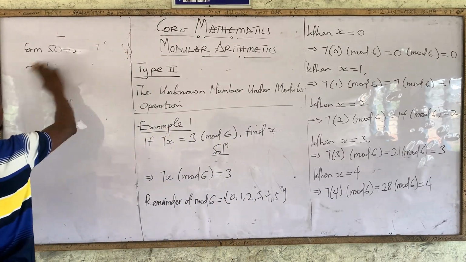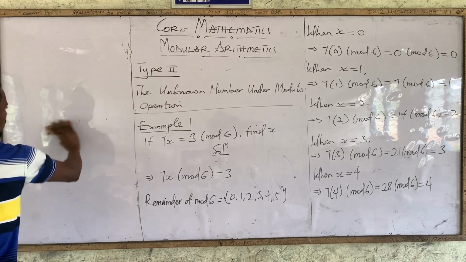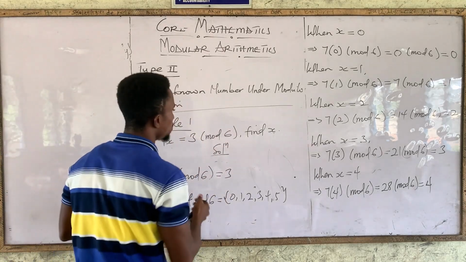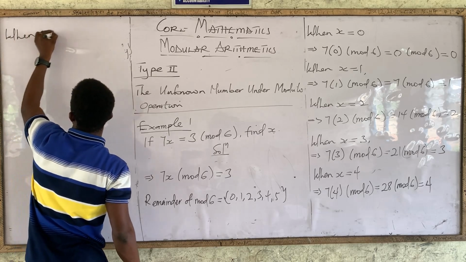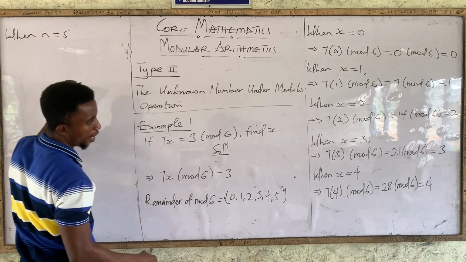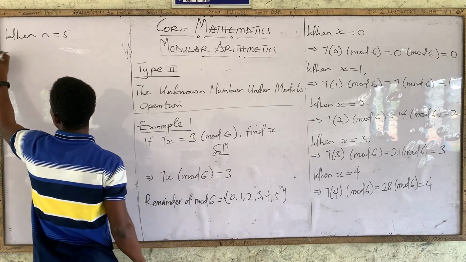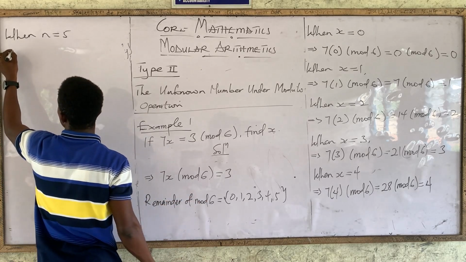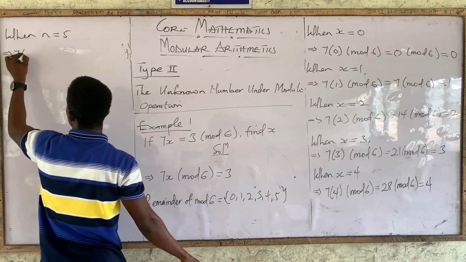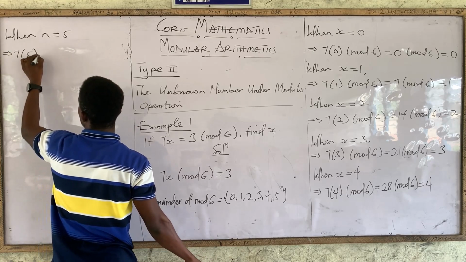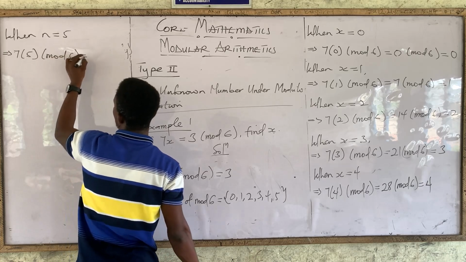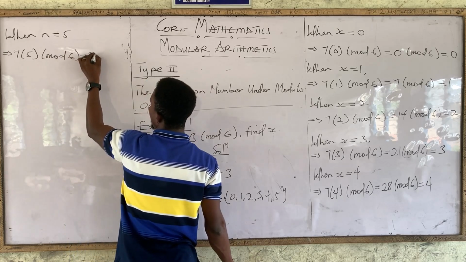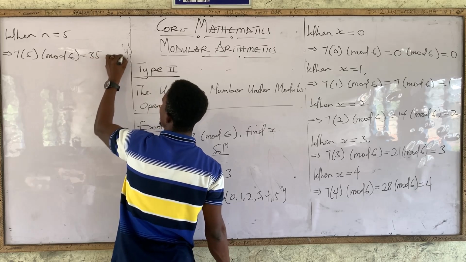Then we proceed. The next one says what? When n is equal to 5. Is it 5? Yeah. So this implies that I'll have 7 into bracket 5 in mod 6, which is equal to 35 in mod 6.